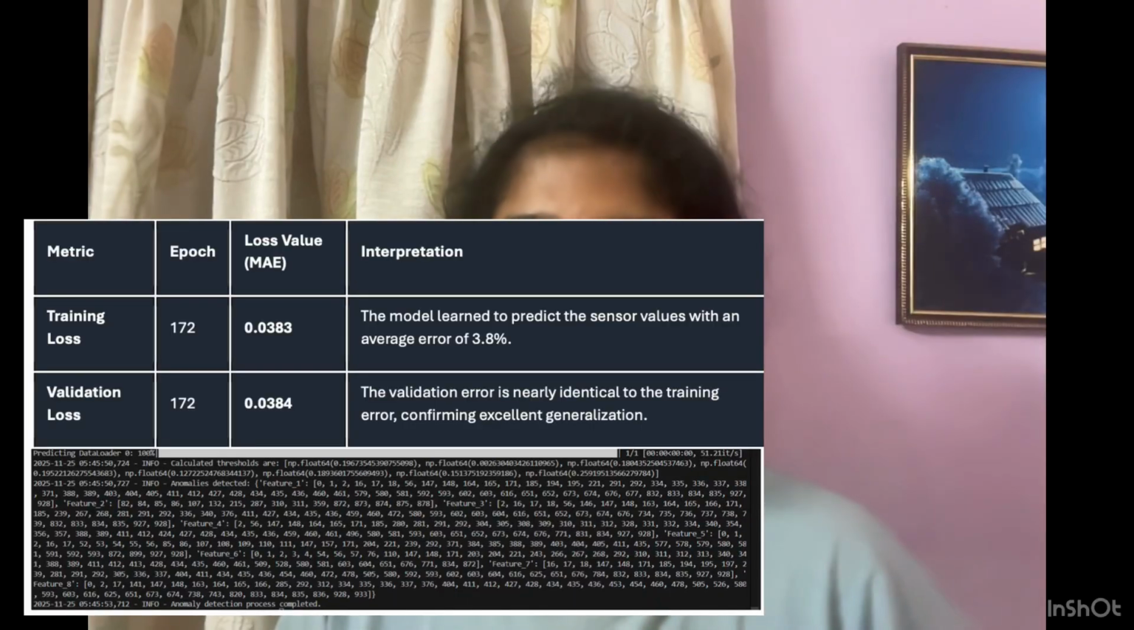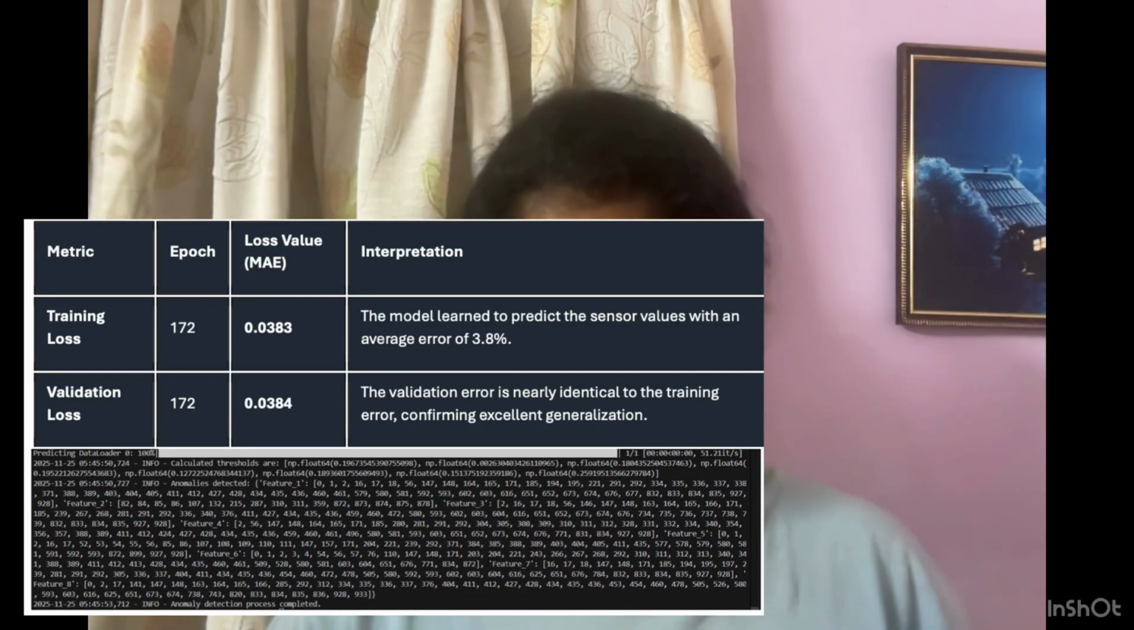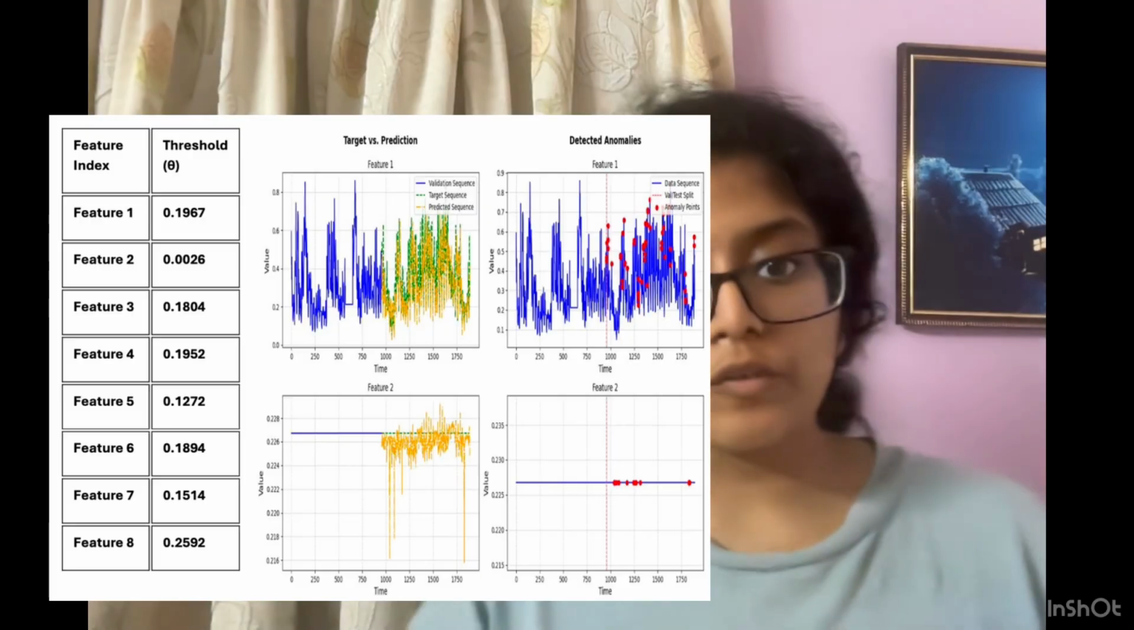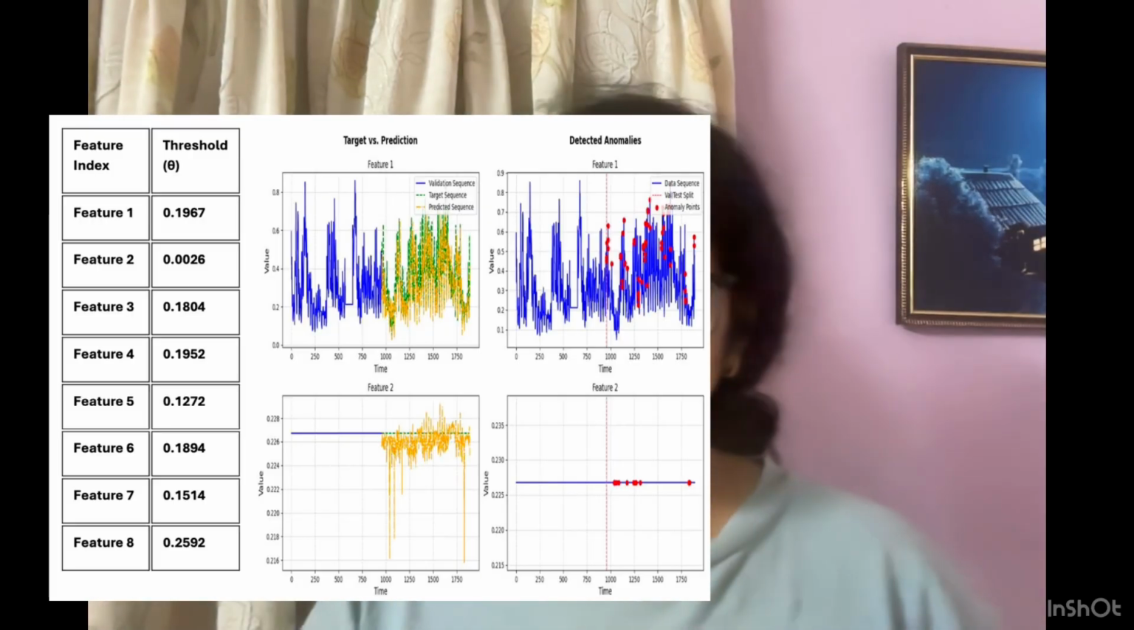Okay, now we move on to the results portion for the second part, where the calculated thresholds and the indices where the anomaly was detected are shown. The visualization for each feature is split into a forecasting task and a detection task. The forecasting performance is the target versus prediction.